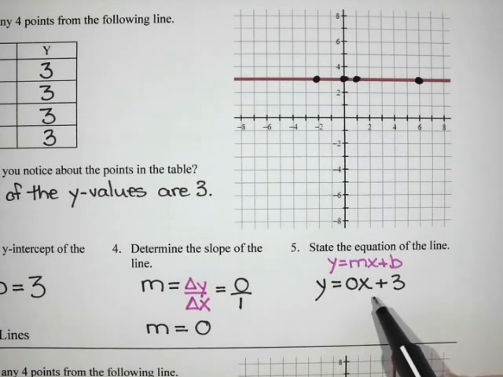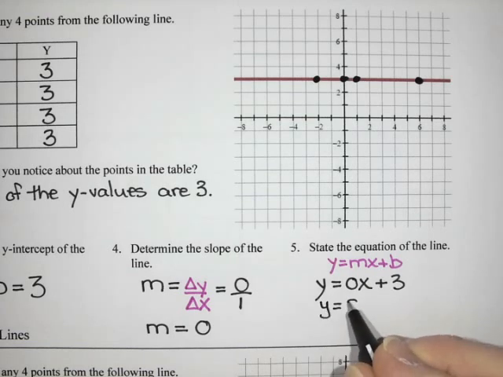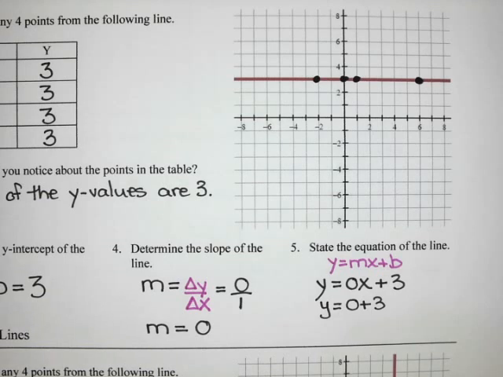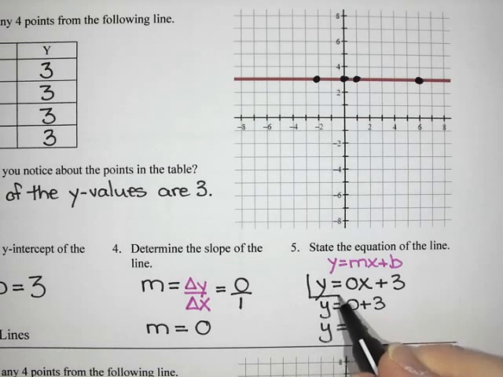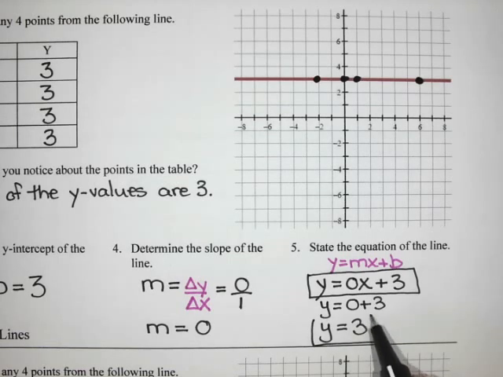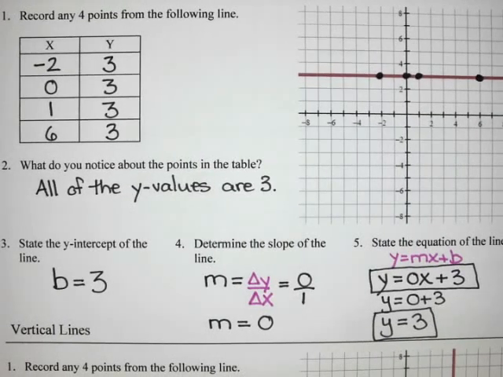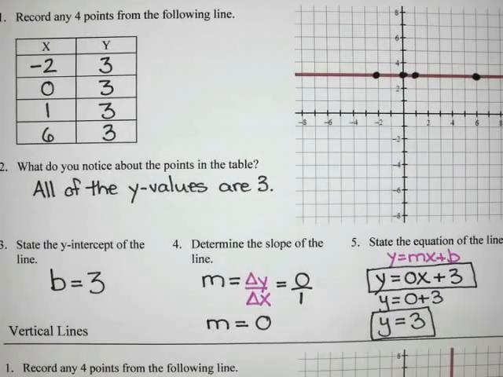But 0 times anything is 0. So this would also be y equals 0 plus 3, and 0 plus 3 is just 3. So you could write y equals 0x plus 3, and that's fine. But you could also just write y equals 3. Now, I'm going to ask you to take a minute and look at all the information that we've written down about that horizontal line. Do you see some connection between the equation y equals 3 and any of the information in the question?